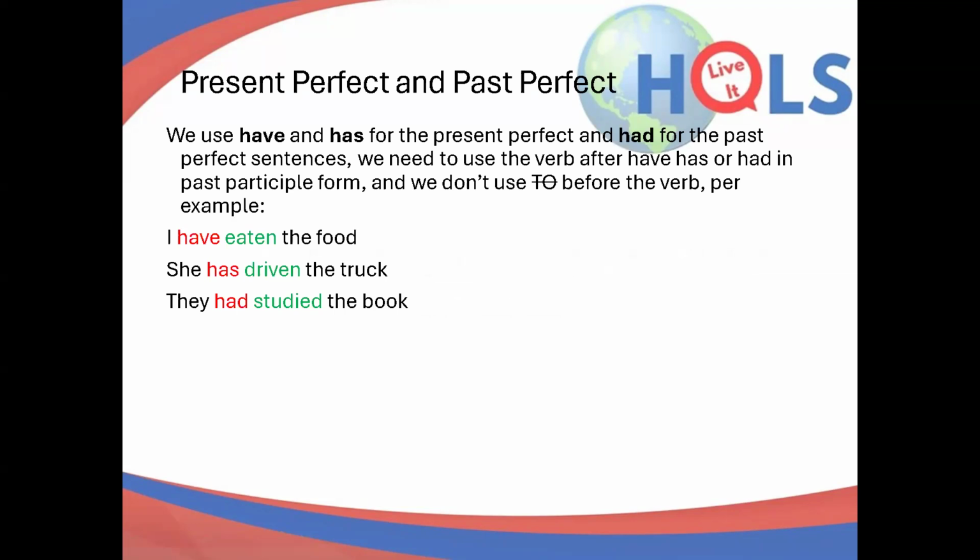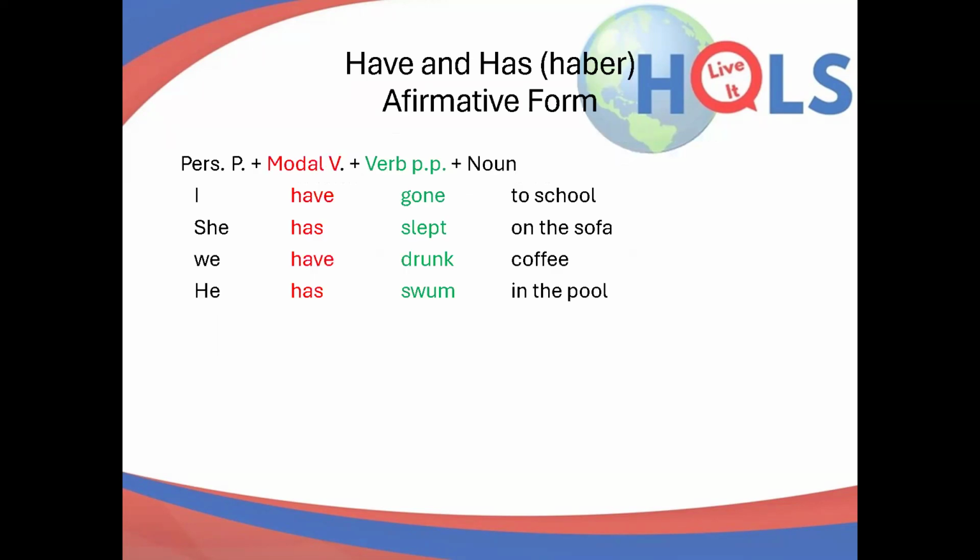Present perfect and past perfect. We use have and has for the present perfect and had for the past perfect sentences. We need to use the verb after have, has, or had in past participle form, and we don't use to before the verb. For example, I have eaten the food, she has driven the truck, and they had studied the book. And remember, as before, the modal verbs will never use to in between to unite or link two different verbs. Modal verbs would never use it.